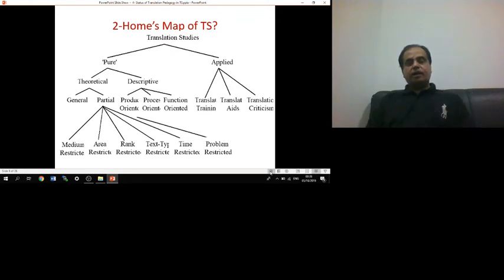I'm starting from my left side: medium restricted theories, area restricted theories, rank restricted theories, text type restricted theories, and time restricted theories, and then problem restricted theory.